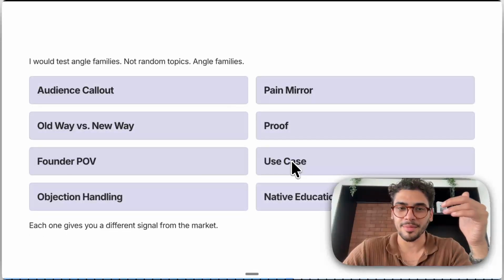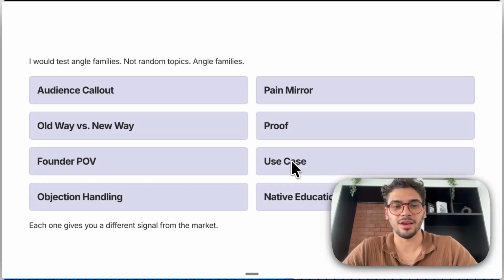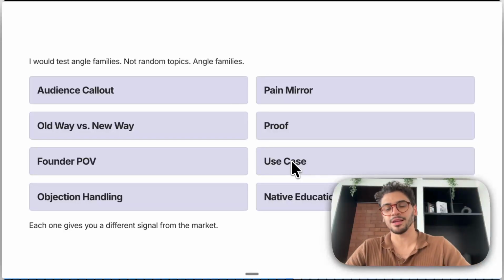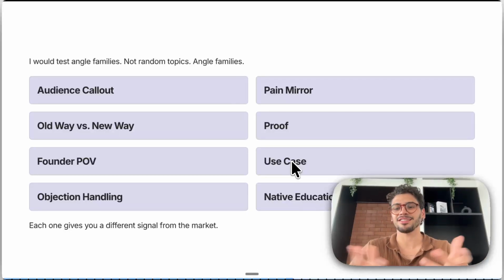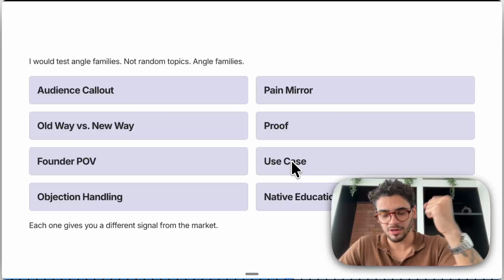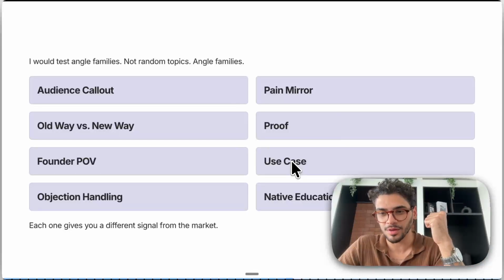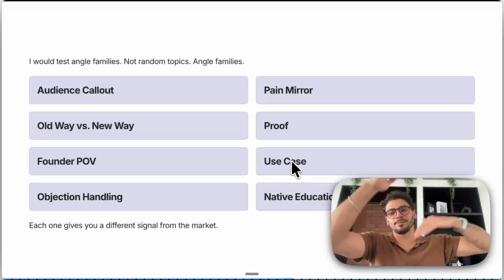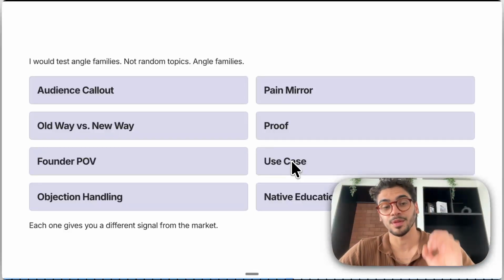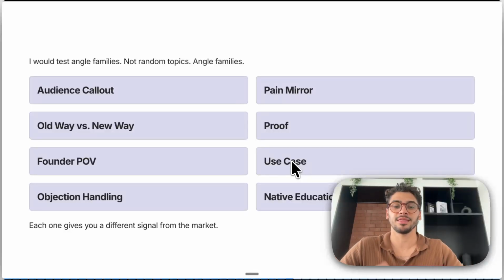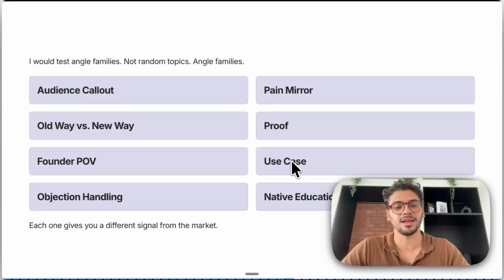I would test angle families, not random topics, and angle families is something like audience callout. You need to call out your audience, right? So who you're talking with. You need pain mural, basically saying, hey, this is your pain, look at your pain, right? You're solving this, you need to solve this problem right now. So you increase the pain and then you show the solution. Old way versus new way. So the old way to do something and that's the new way, your way, basically.